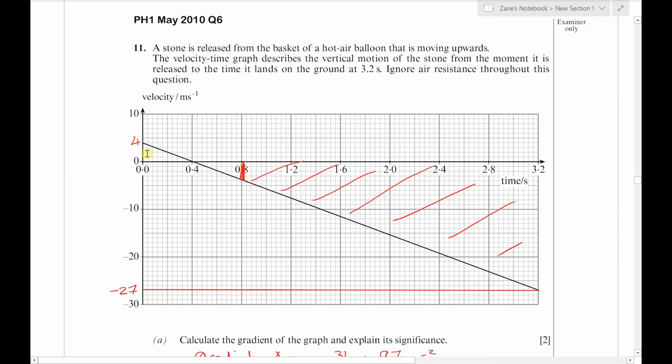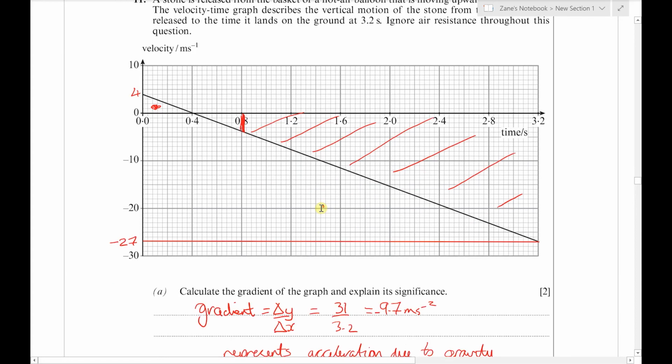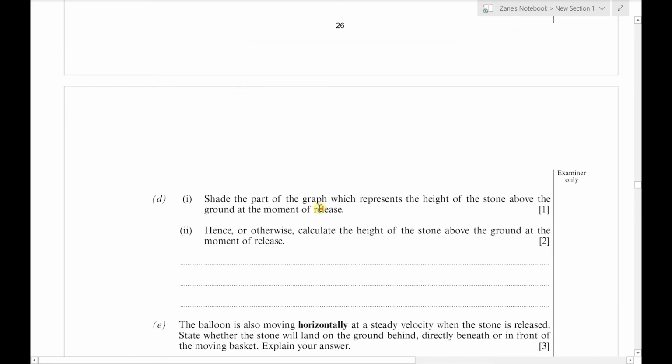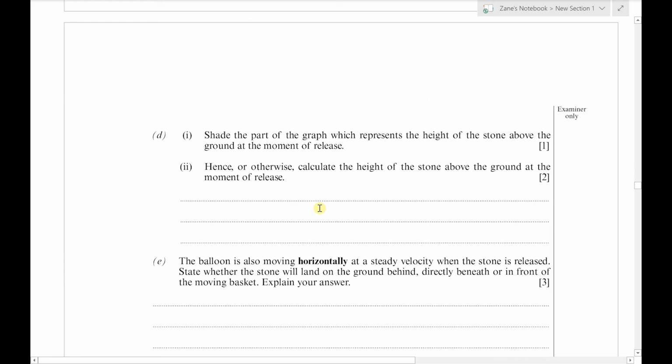We could shade the entire part of the graph there, including this small negative section at the start, so long as we remember to take this little section, which I'll mark with a squiggle, away from the whole area. But I think it's simpler just to consider this trapezium from 0.8 to 3.2 seconds, remembering that the stone is back at its original height at 0.8 seconds. So there are various ways of calculating height, but they're trying to lead us into the height being the area of that trapezium. We could use suvat as well, for example.